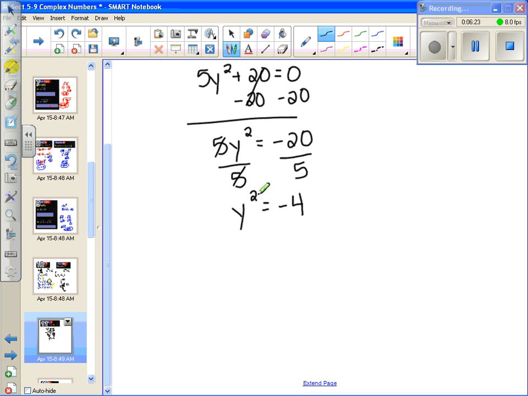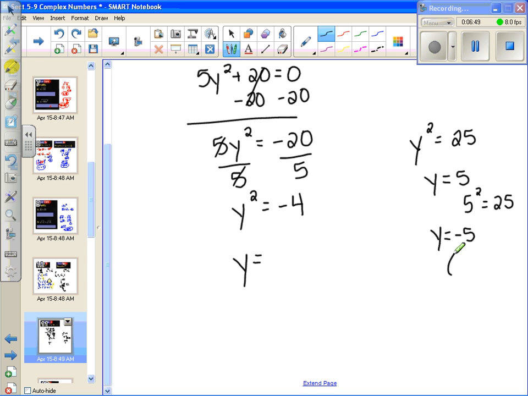Now, the next thing would be to square root both sides. When I square root both sides, and I think we had seen this once before, if I have y squared equals 25, then y equals 5, because 5 squared is 25. But also y could be negative 5, because negative 5 squared is also 25. So I can show that since I get either a 5 or a negative 5, I can put those answers together and say plus or minus 5.